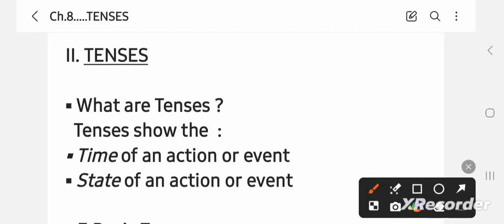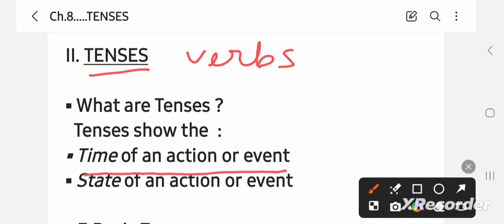Let's get started with the next chapter, that is tenses. Tenses tell us about what? Tenses tell us about verbs. Tenses हमें verbs के बारे में बताता है. क्या बताता है? It tells us, it shows us the time of action or event.